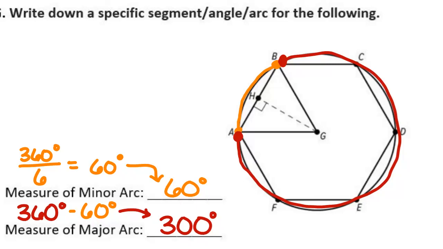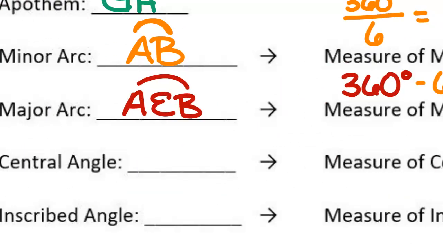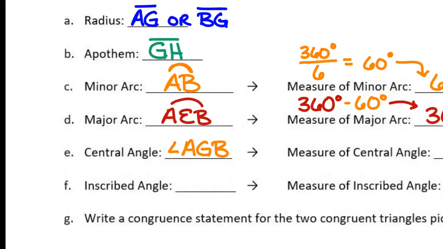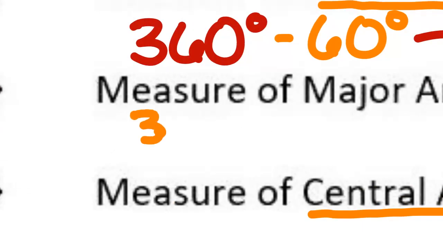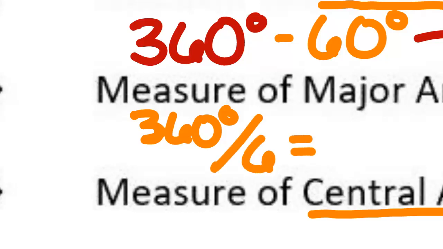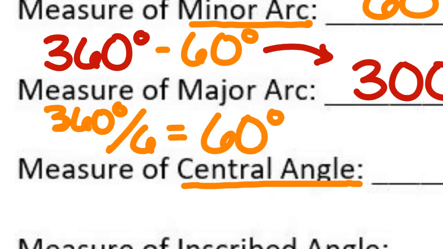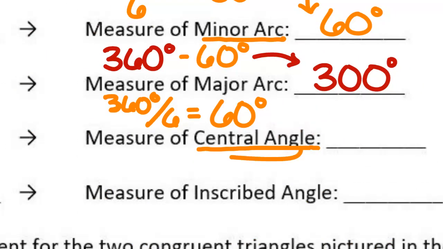Central angle, there's only one central angle that's been drawn in the picture. Goes from a radius to the center to another radius, so AGB or BGA. The measure of the central angle has the exact same measure as the minor arc that we did earlier. 360 degrees divided by the number of sides in my figure, which is 6. So we have a central angle of 60 degrees.